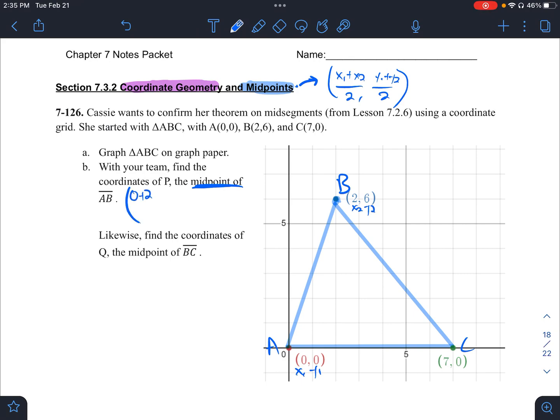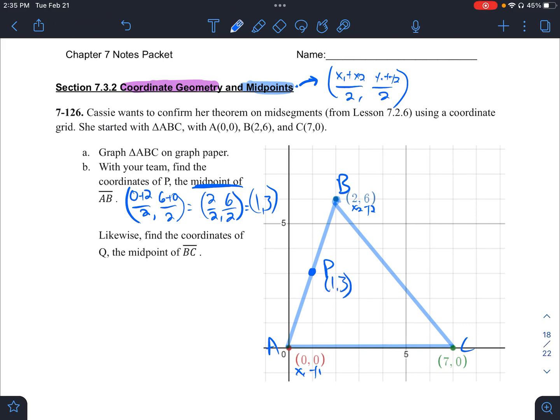We have 0 plus 2 over 2. Finding our y, we have 6 plus 0 over 2. Calculating this, 2 over 2, 6 over 2, or the point 1, 3. So let's go ahead and put that point. Boom. 1, 3, point P. Let's even label it 1, 3.